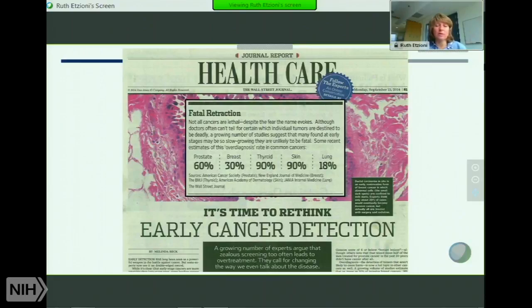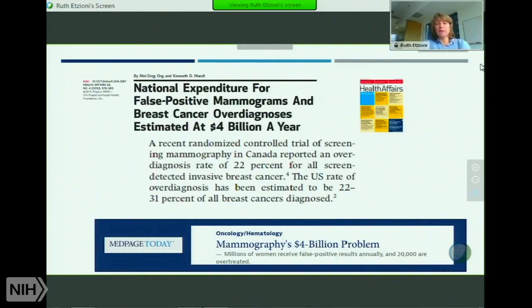And here I'm showing an article from the Wall Street Journal. The gathering information about overdiagnosis has been very influential in how we think about cancer screening and, in fact, sowed a great deal of concern, I think, about cancer screening interventions. The title of this article, It's Time to Rethink Early Cancer Detection, with statistics about overdiagnosis in prostate, breast, and other cancers under a heading, fatal retraction. These numbers are then very much driving policy recommendations. And here's an article from last year from Health Affairs about expenditures as a consequence of overdiagnosis, with just one of the many press pieces, mammography's a $4 billion problem.